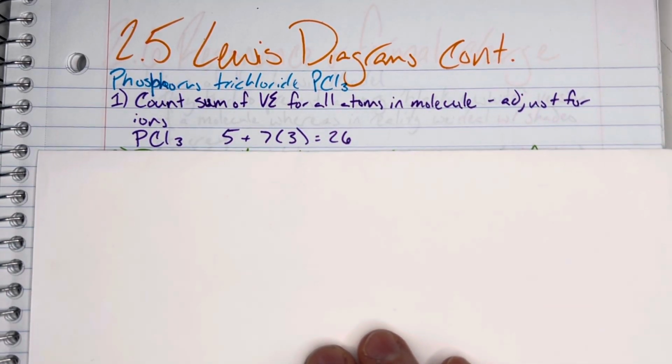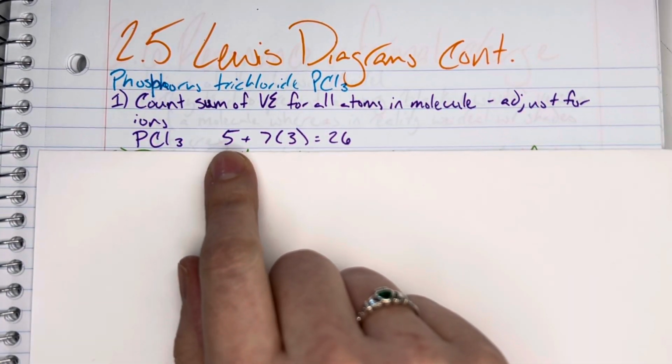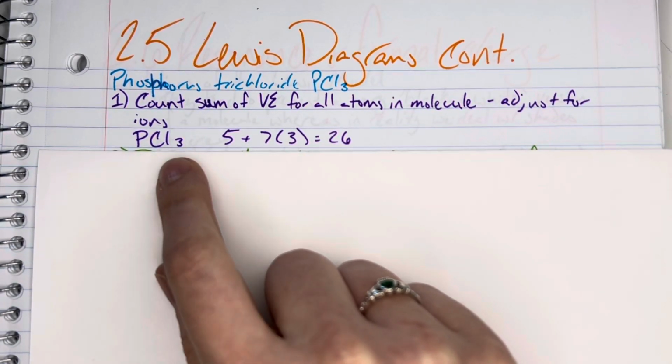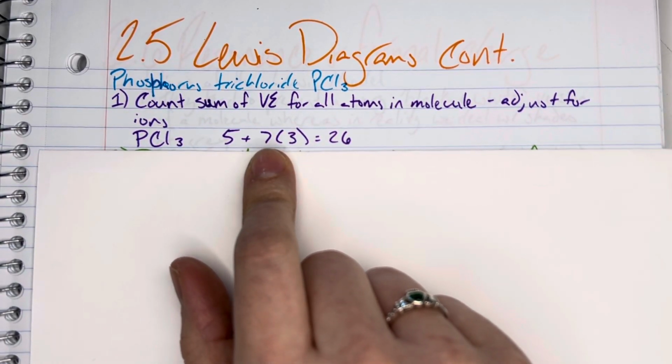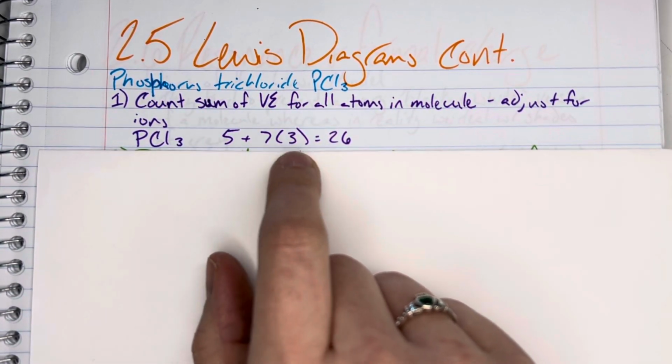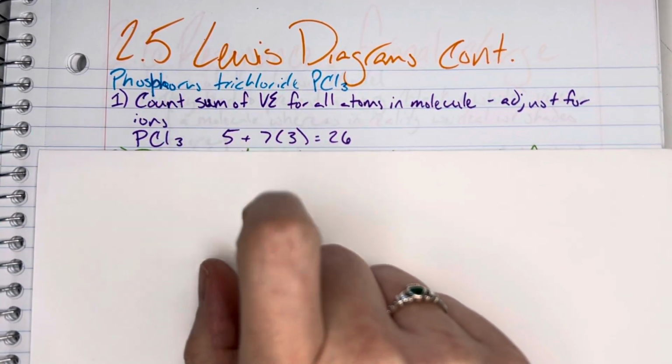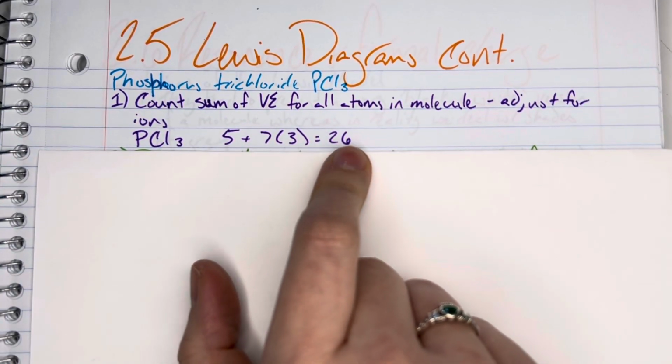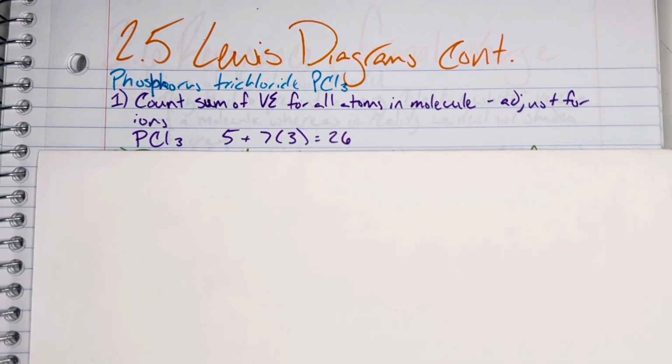So for PCl3, phosphorus is in column 5, it has 5 valence electrons, and then Cl chlorine is going to be in column 7, so it has 7. And then there are 3 chlorines there, so that would be a grand total of 21 from chlorine, 5 from phosphorus, so a grand total of 26 electrons that I have to work with in order to make my compound.